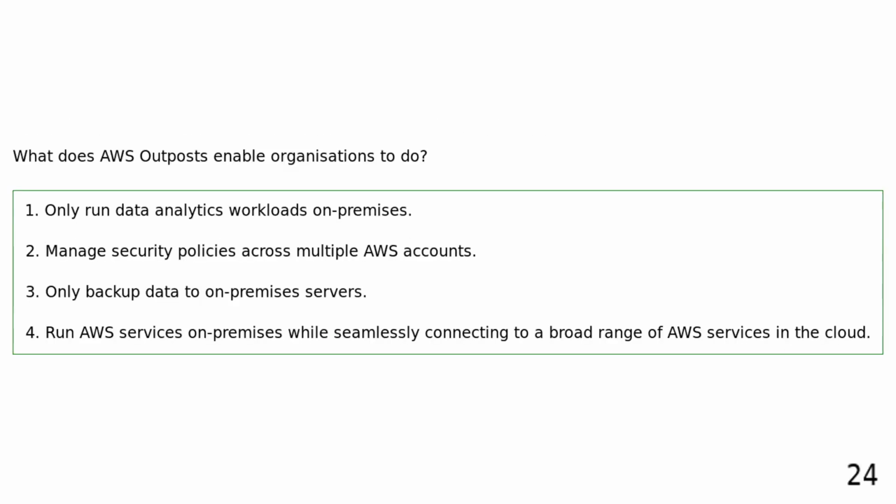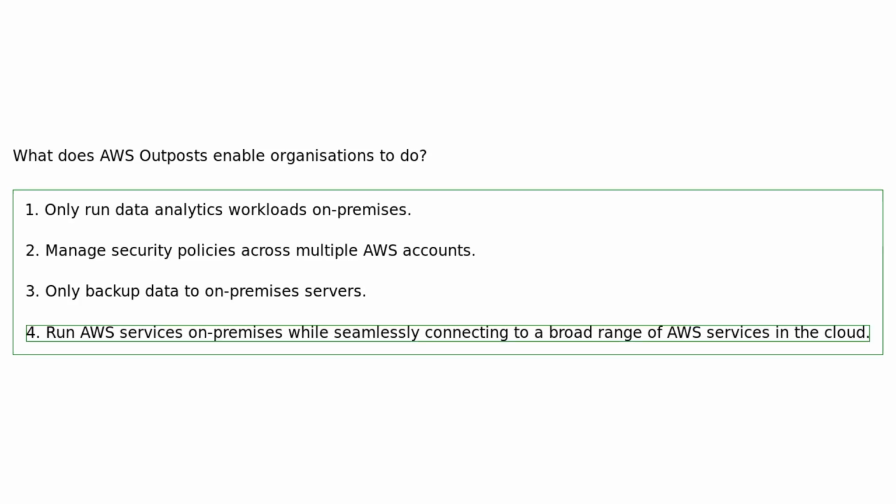What does AWS Outposts enable organizations to do? Only run data analytics workloads on-premises. Manage security policies across multiple AWS accounts. Only backup data to on-premises servers. Run AWS services on-premises while seamlessly connecting to a broad range of AWS services in the cloud. AWS Outposts allows organizations to run AWS infrastructure on-premises and connect to AWS cloud services for a hybrid cloud experience.